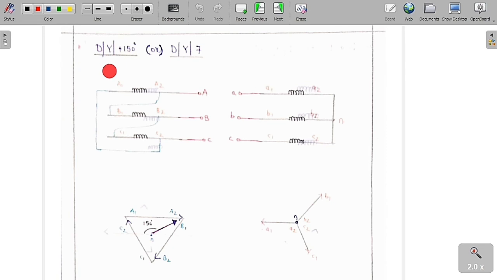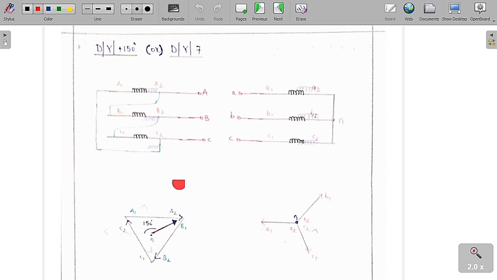Now we are going to discuss the last connection, which is delta to star plus 150 degrees, or delta to star 7 o'clock. This is the delta connection and this is the star connection. This is A1, A2, B1, B2 and C1, C2. We are going to connect A2 to B1, B2 to C1 and C2 to A1, and give the supply at A2, B2 and C2. And this is the star connection. Here we connect A2, B2, C2 to a common point, which we call the neutral point, and we take supply from A1, B1, C1 as A, B and C.